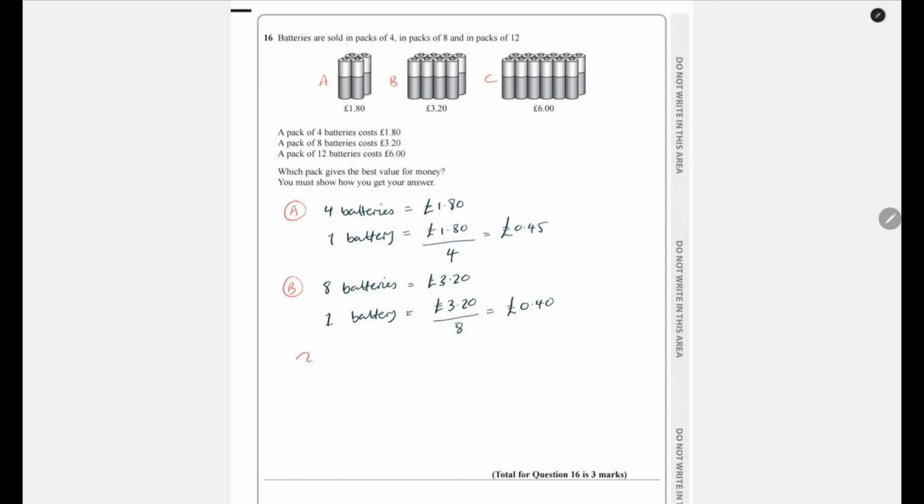And so for pack C, we're going to finally do the same thing. So that's 12 batteries, which costs us £6. And so for one battery, it's £6 divided by 12, which is 50 pence. And so from our answers, we can see that pack B is the cheapest per battery, which gives us the best value for money. So the answer is pack B.